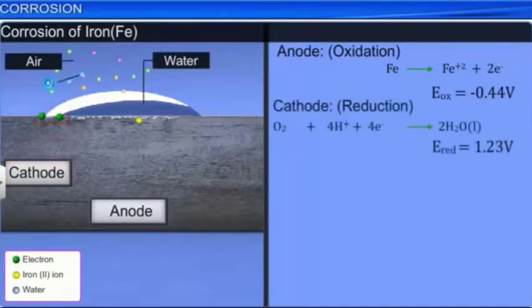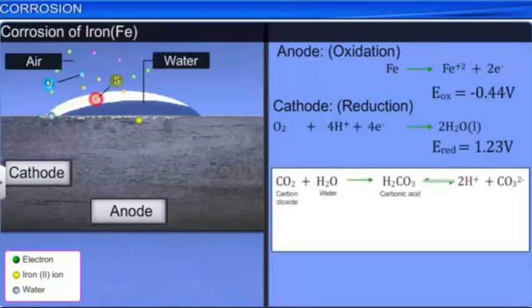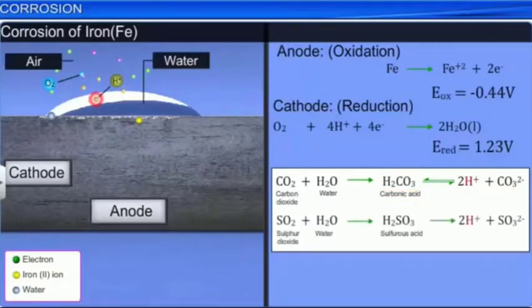The electrons thus released then move to another spot on the metal, which then behaves as the cathode. At this spot, oxygen is reduced in the presence of a hydrogen ion to form water. The hydrogen ions are believed to be available either from carbonic acid that is formed when carbon dioxide dissolves in water, or due to the dissolution of other acidic oxides from the atmosphere. The reduction potential for this process is 1.23 volts.